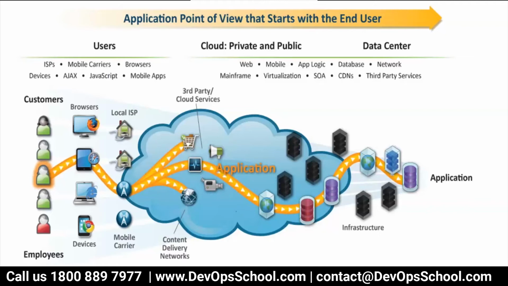You have to monitor at the browser level, network level, load balancer level, web level, app level, database level, third party level. Everywhere you have to get this APM done, and only then will you get the real picture of your response time.